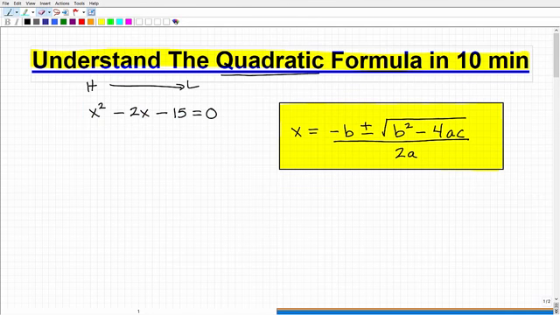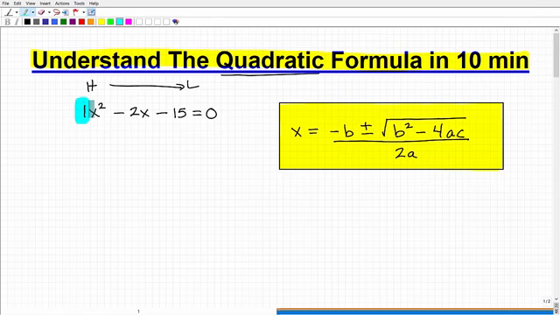Okay, now once you have that, we can go ahead and actually start plugging some values in. Now, let's go ahead and look at some coefficients of this polynomial. So x squared is actually technically a 1 there. This is 1x squared minus 2x minus 15.